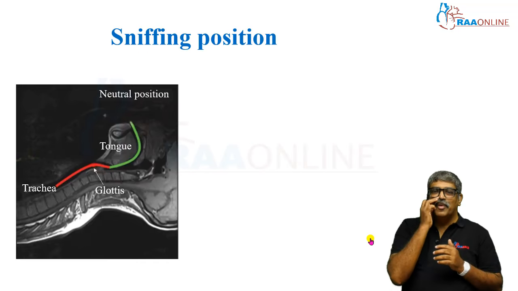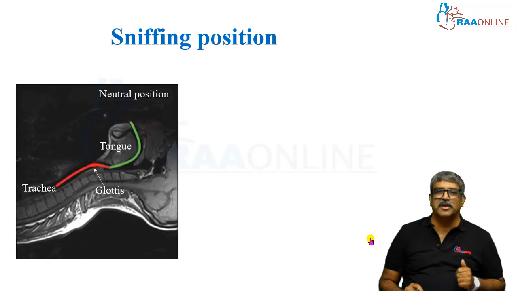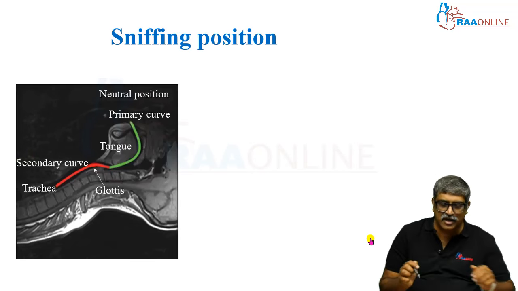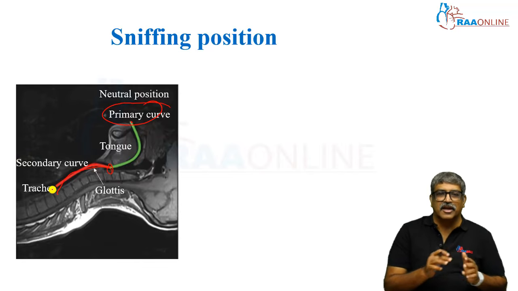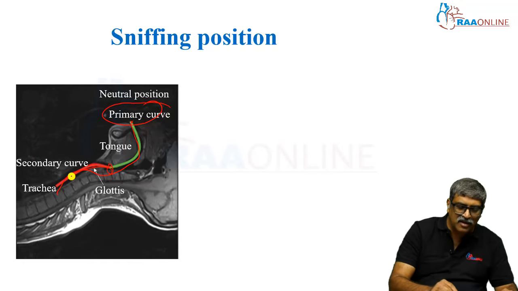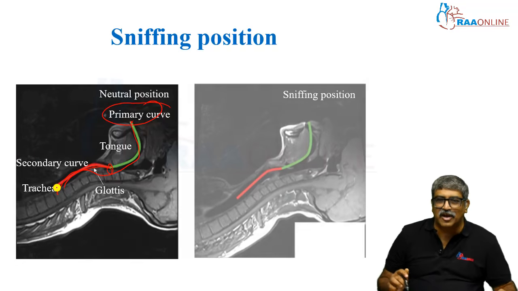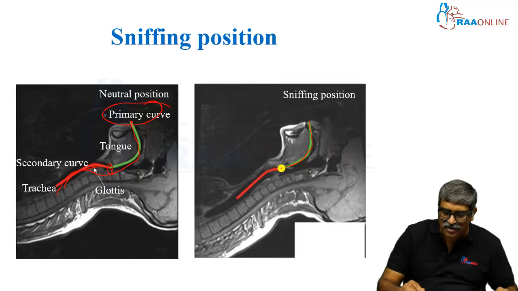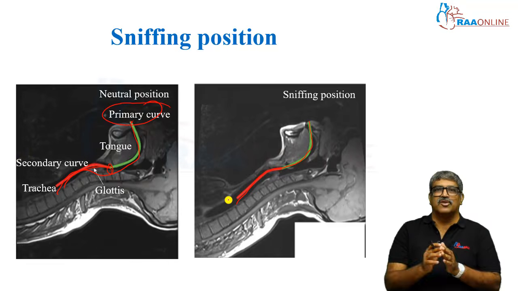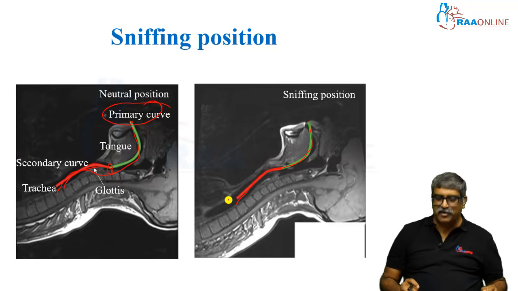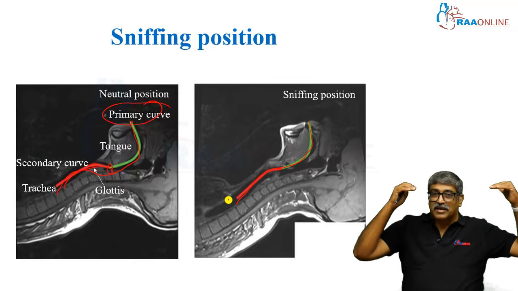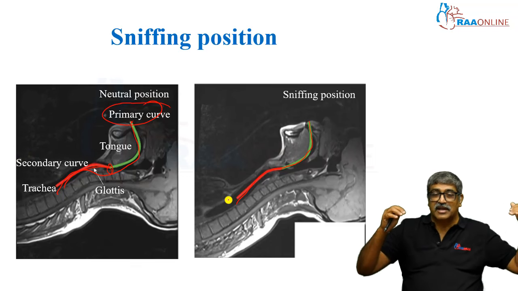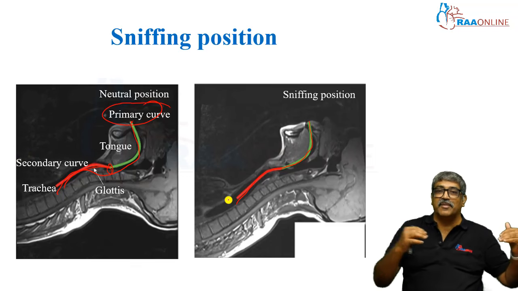Now, another way: instead of pharyngeal and laryngeal axis, we look at what is called the primary curve and secondary curve. Primary curve is between the tongue and the glottis, and the secondary curve is between the glottis and trachea. In neutral position, here you can see the primary and secondary curve. As you assume the sniffing position, you can see the primary and secondary curve are aligned together. That is the reason you go for the sniffing position. This is regarding the primary and secondary curve. So you can take the sniffing position with regard to oral, pharyngeal and laryngeal axis, or with the primary and secondary curve.